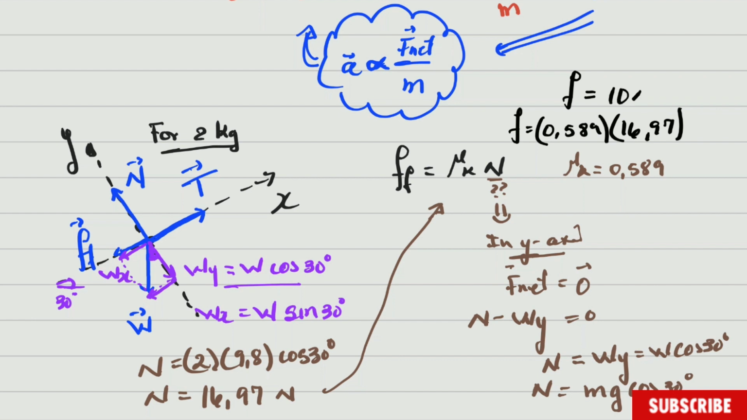So the answer here is 10 Newton, guys. This is the answer of the first calculation of this question. Frictional force is 10 Newton. Okay? So let's go to the next question.